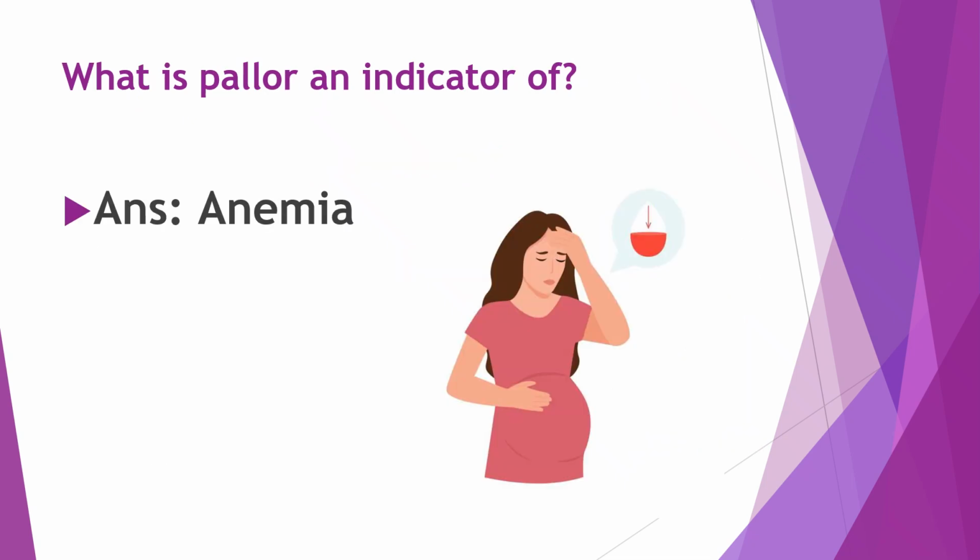What is pallor an indicator of? Pallor is an indicator of anemia. It occurs due to a reduced level of hemoglobin in the blood. Pallor is commonly seen in conditions like iron deficiency anemia, especially during pregnancy.